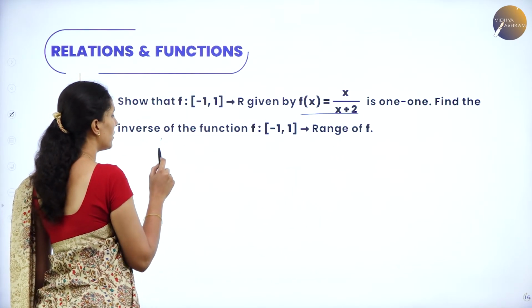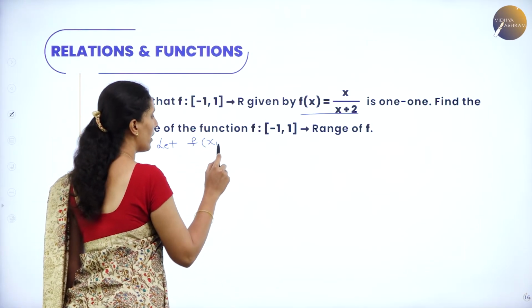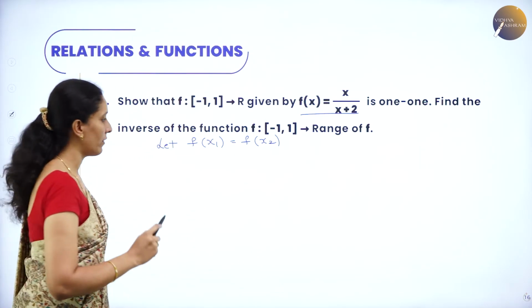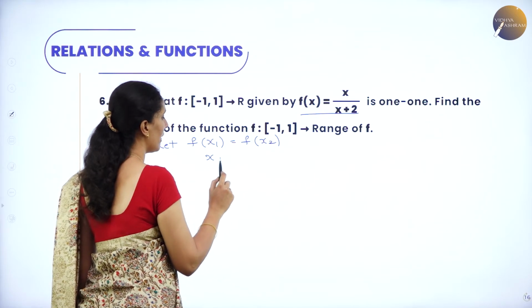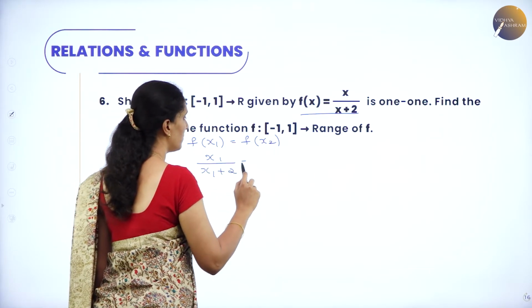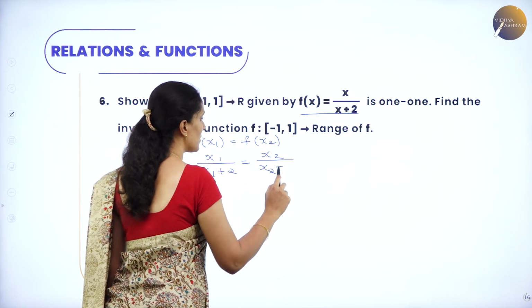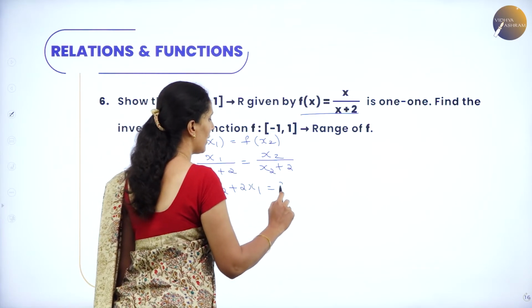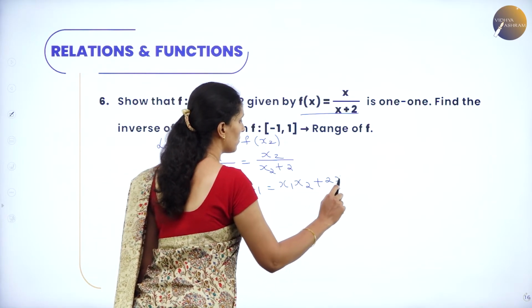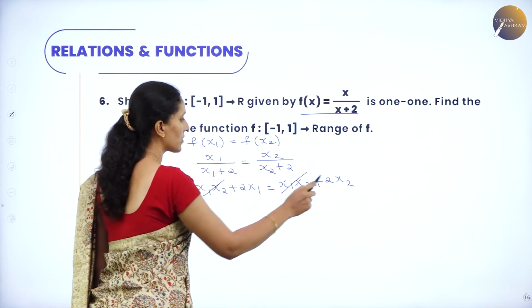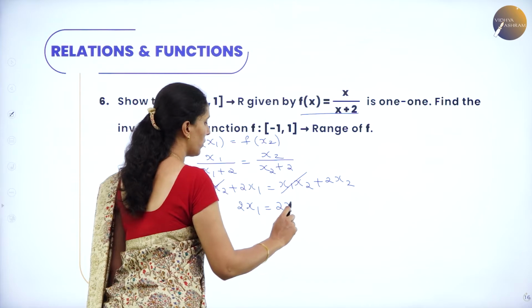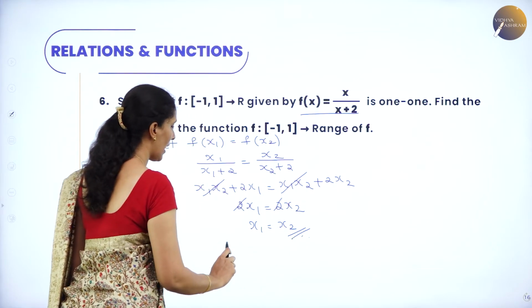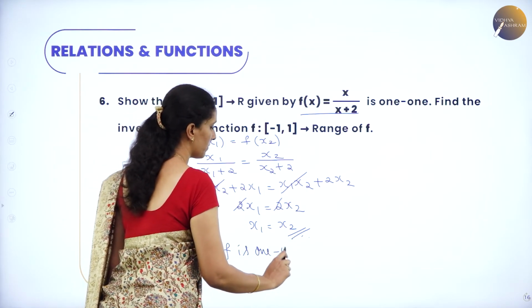To show that, we have to take f of x1 is equal to f of x2. If this condition is satisfied, then we can say it is a one-one function. So f of x1 means x1 divided by x1 plus 2, equal to x2 divided by x2 plus 2. So we have x1 x2 plus 2x1 equal to x1 x2 plus 2x2. So that cancels, we get 2x1 is equal to 2x2. Again 2 cancels, we get x1 is equal to x2. Hence we can say f is one-one.